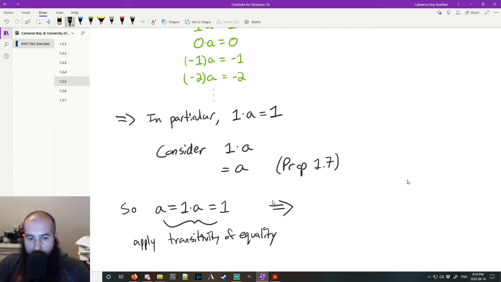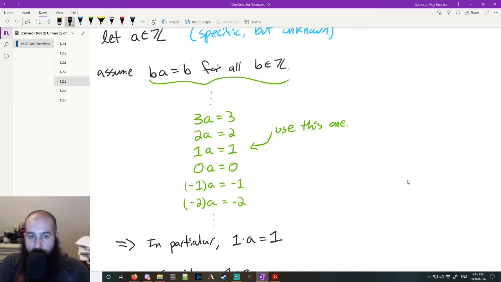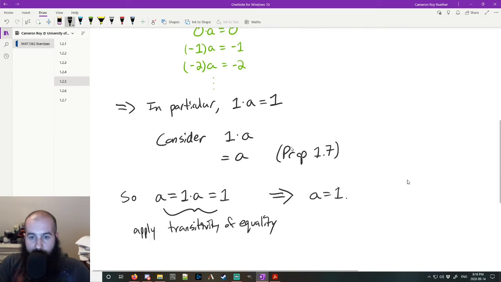And this therefore implies that a is equal to 1, which is what we wanted. Then a is equal to 1. So this assumption here, that this will work for all b, is a very big and powerful assumption. It's all of these. We don't have to use all of them. We found one that was particularly convenient, and using that part of this very big assumption, we were able to show that a is equal to 1.